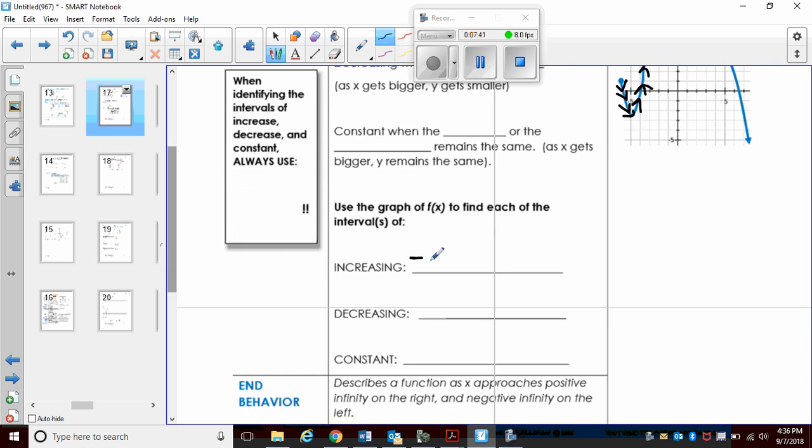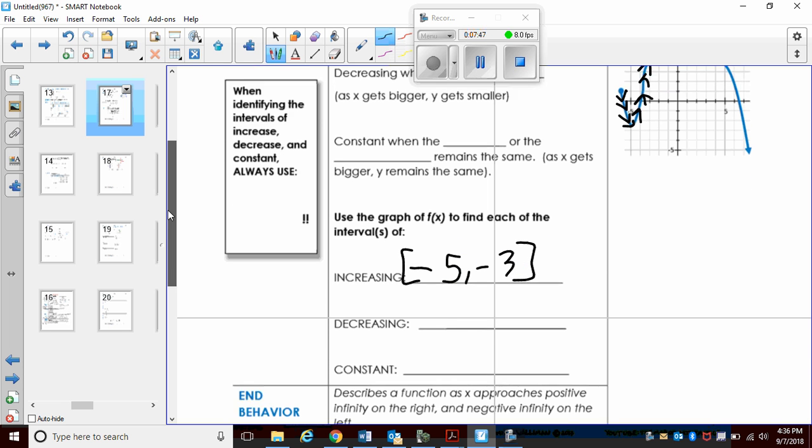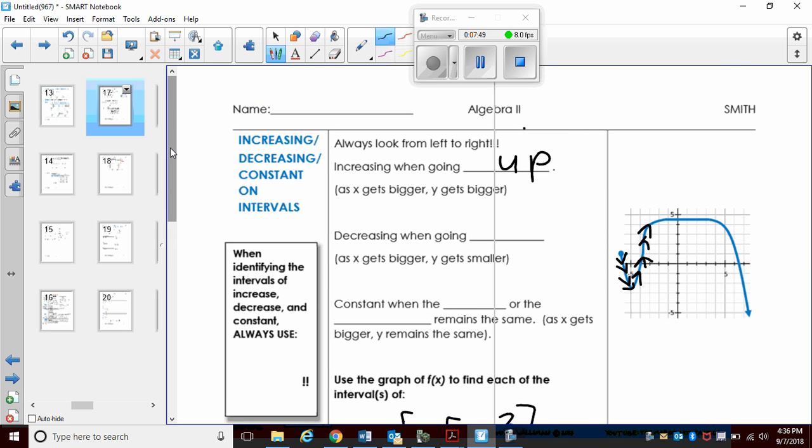So from -5 to -3 on this interval, it's increasing. Interval decrease is where the arrow is pointing down. So my first interval is from -6 over to -5. All right? So from -6 to -5.